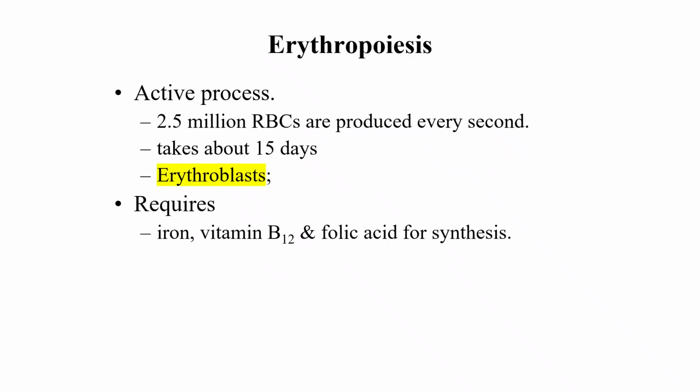About 2.5 million red blood cells are produced every second in the bone marrow, and it's going to take about 15 days or so for one red blood cell to fully mature and develop. Erythroblasts are immature red blood cells that still have a nucleus and organelles. Erythrocytes are mature anucleate red blood cells that circulate in the bloodstream and carry oxygen. Nutrients essential for the synthesis of red blood cells include iron, vitamin B12, and folic acid.